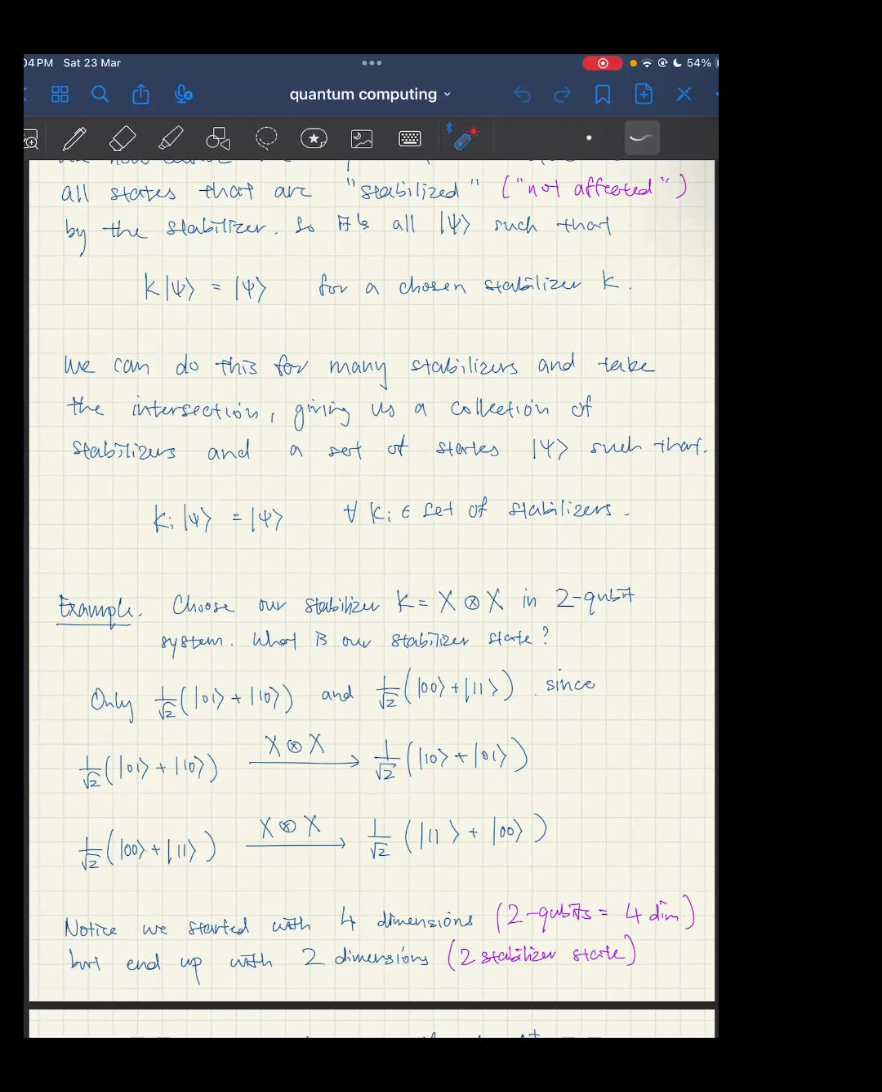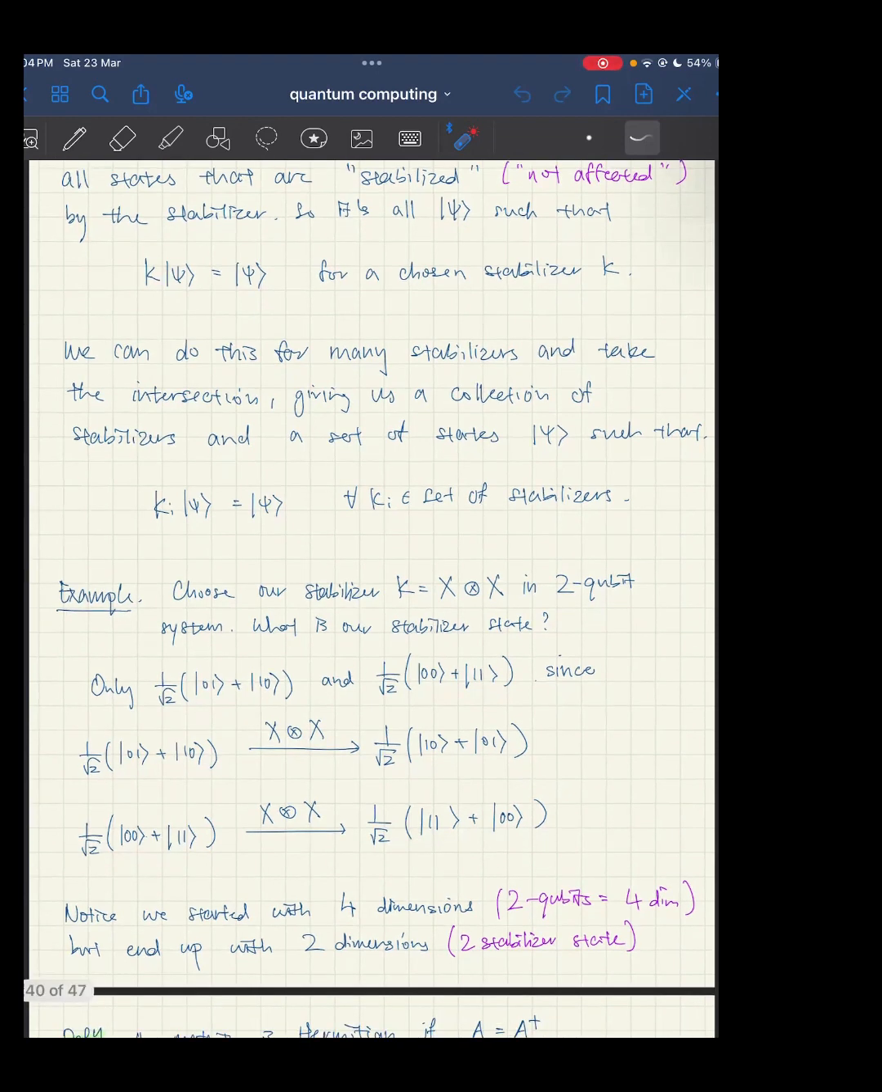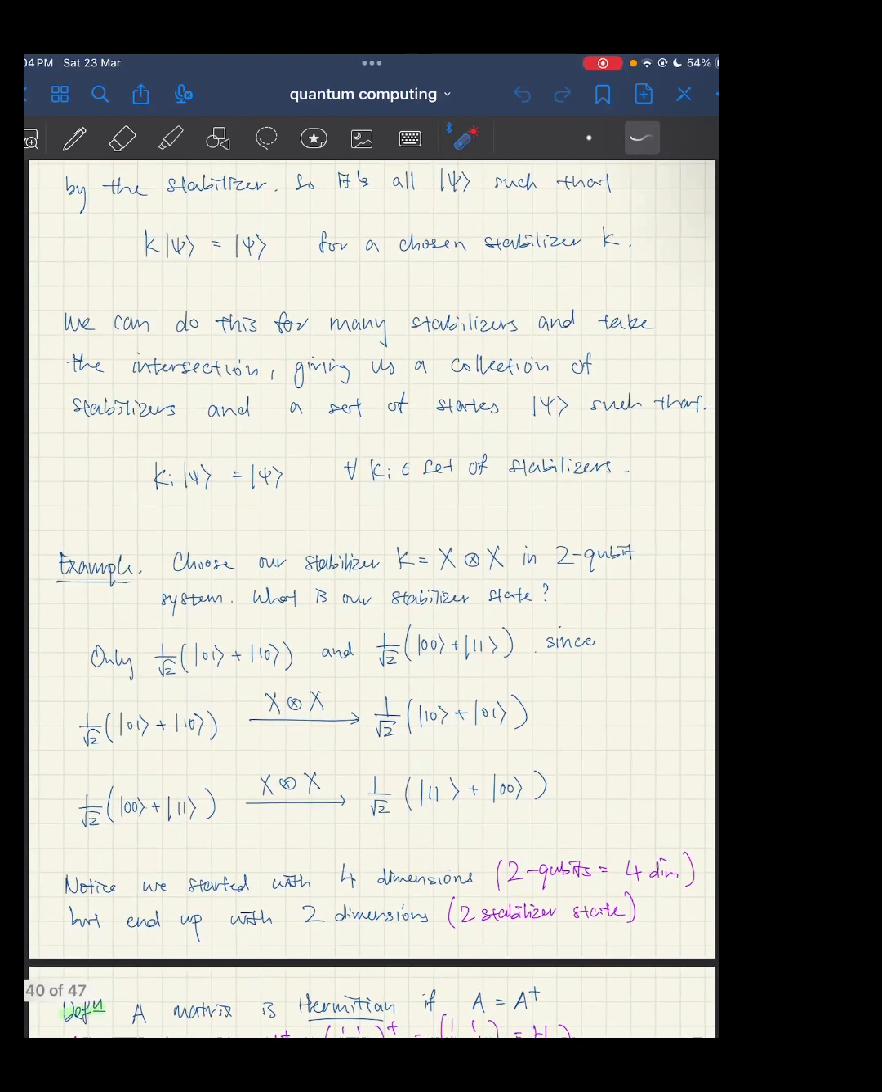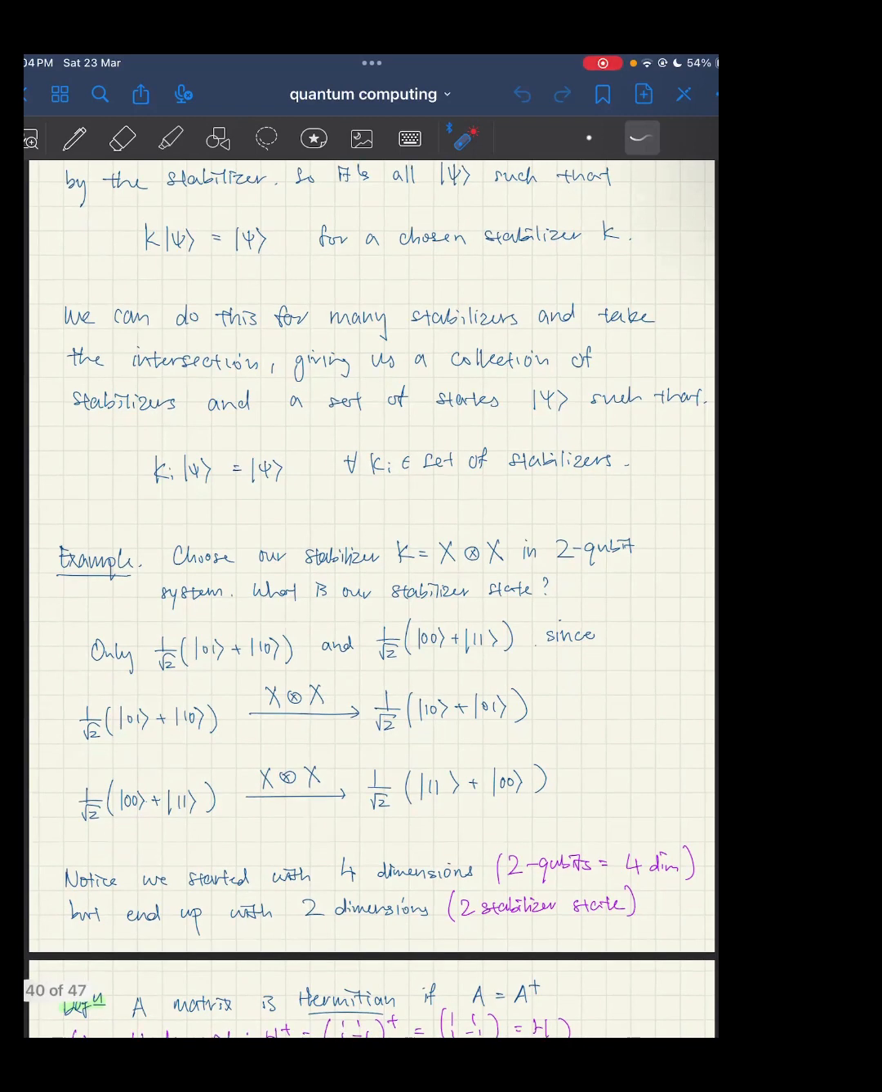Notice how in the 2-qubit system, we started with 4 dimensions, right? If we have 2 arbitrary qubits, we have 4 dimensions. But after choosing our stabilizer and considering the stabilizer states, we only end up with 2 dimensions. And this is not a coincidence at all. It turns out that the stabilizers will partition the space into half, which we will show now.